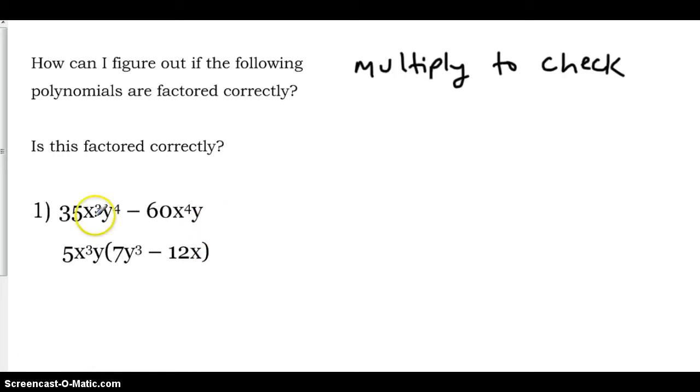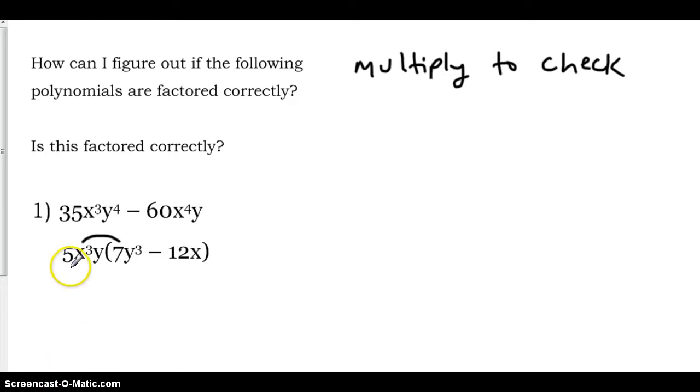So if we look at this student's work and we want to determine if they factored correctly, we would multiply the answer to see if I got the original expression that they want us to factor. So go ahead and pause the video and multiply 5x cubed y times what's in the parentheses and see if you get question number 1.